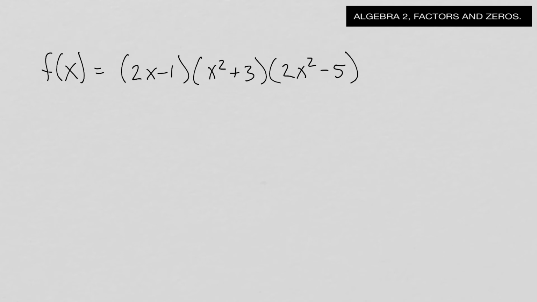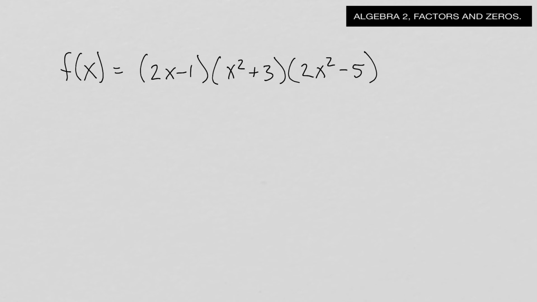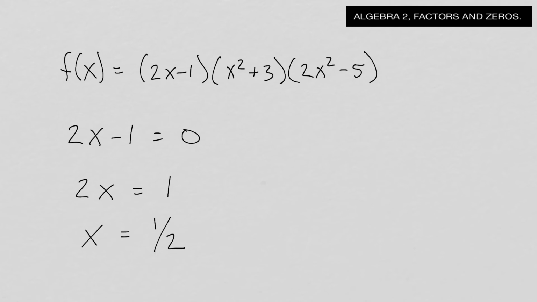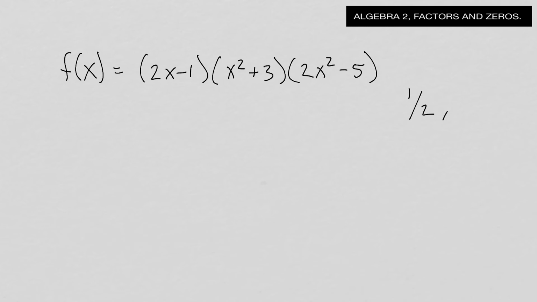Alright, and next problem we have here. So let's put this first factor to 0. We have 2x minus 1 equals 0. Adding 1 to both sides, we have 2x equals 1. Now dividing both sides by 2, we have x equals 1/2. So our first zero will be 1/2. Next we have this x squared plus 3 equals 0.